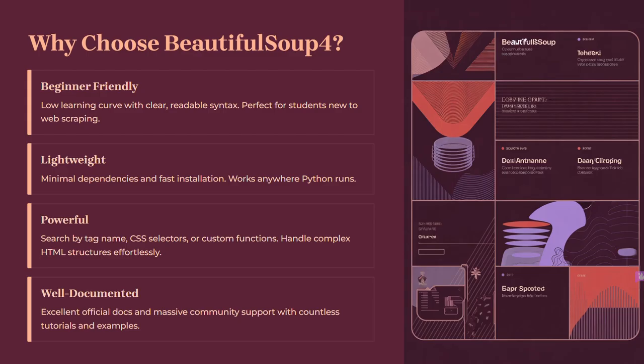There are many web scraping tools out there: Scrapy, Selenium, Playwright, Puppeteer, and more. So why choose Beautiful Soup 4? First of all, it is beginner friendly. The learning curve is slow. Even if you are new to web scraping, you can pick it up quickly. Second of all, it is lightweight. It has almost no dependencies and installs instantly. It works wherever Python works: Windows, Mac, Linux, environments, servers, everything.